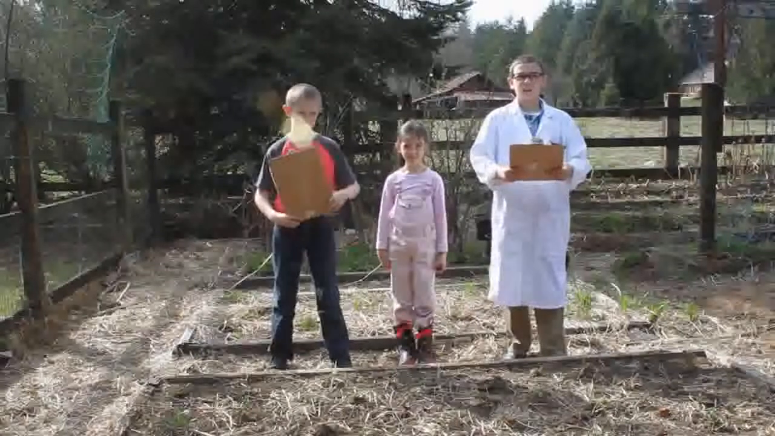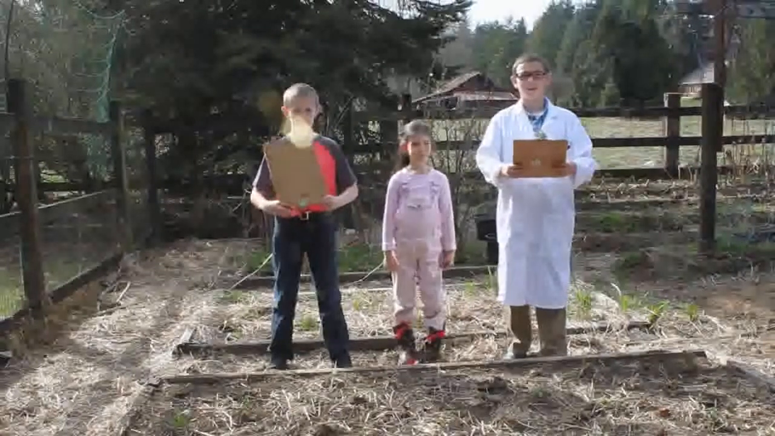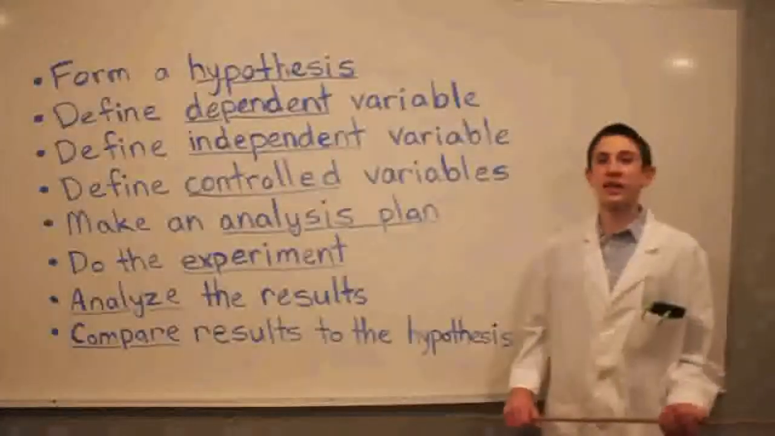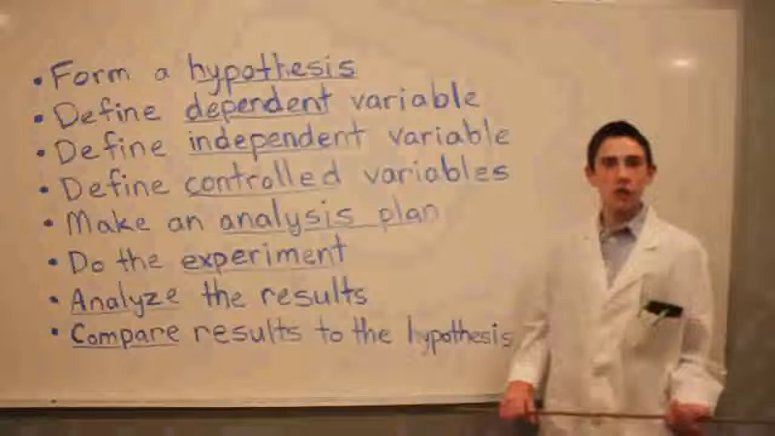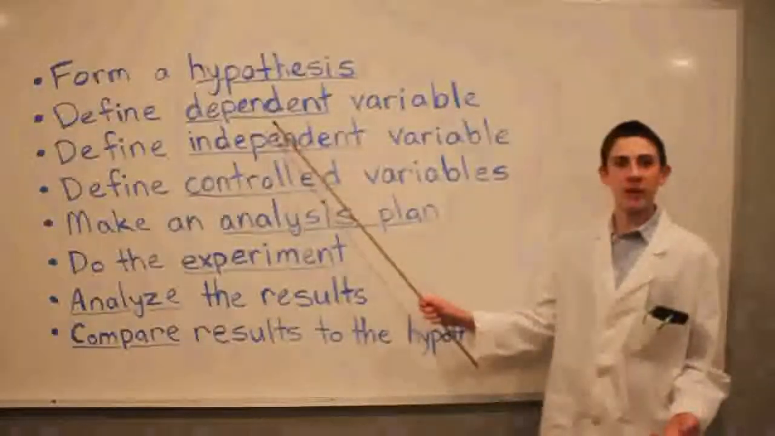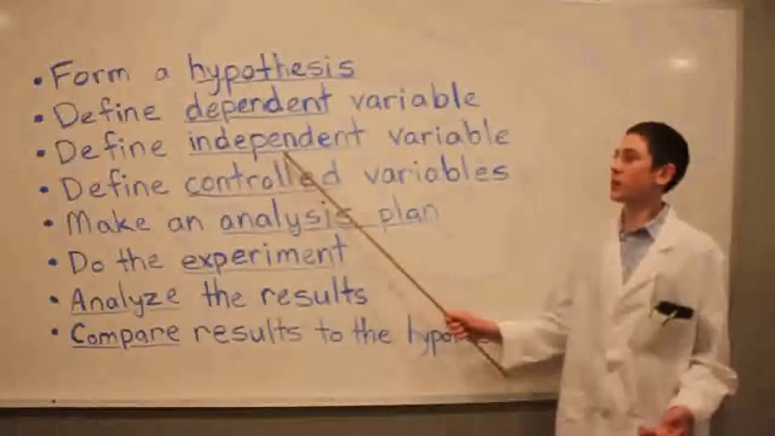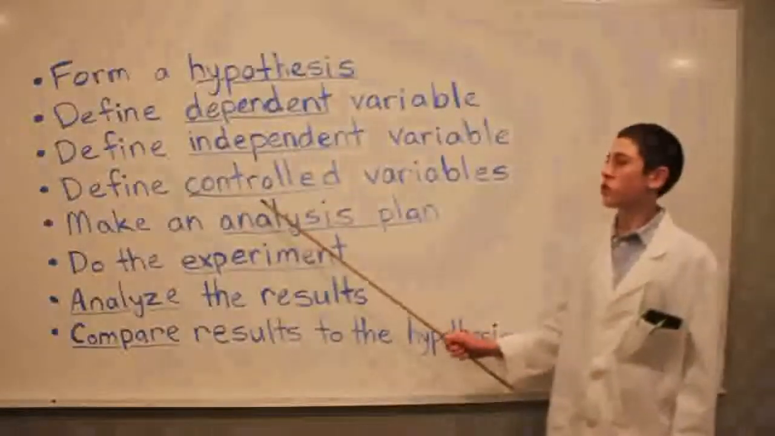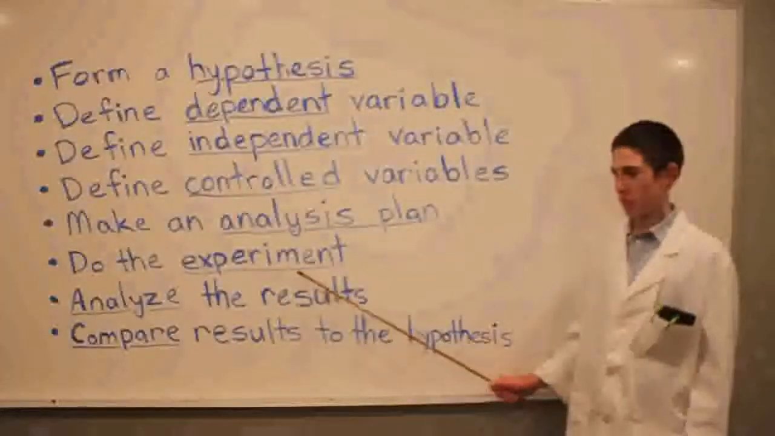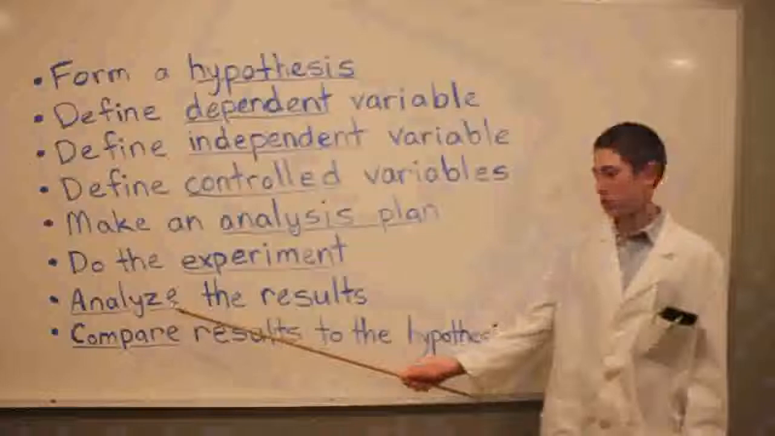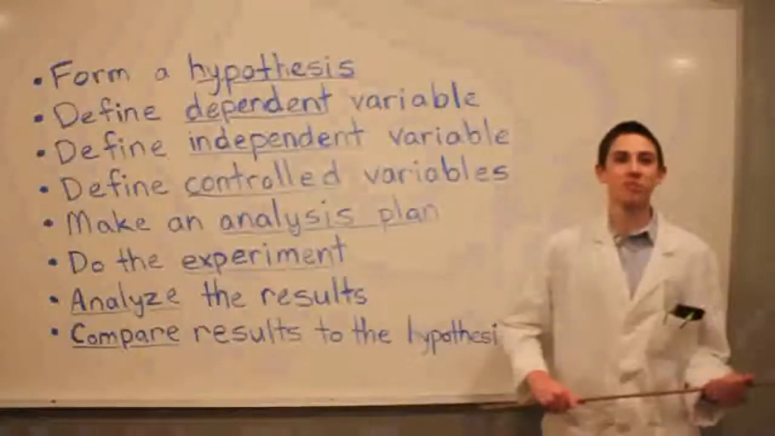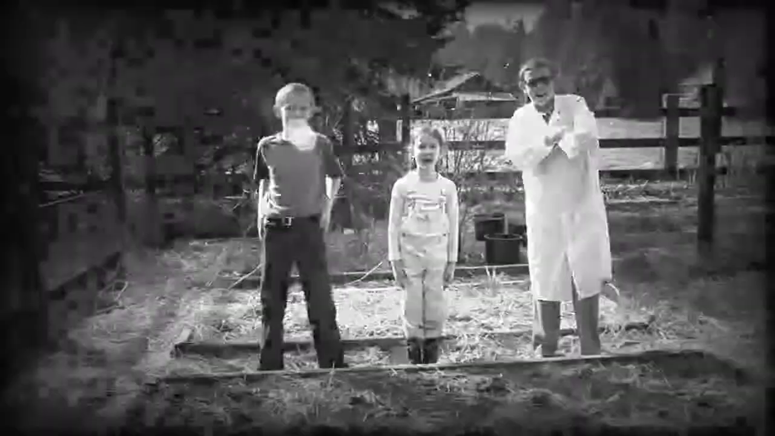Yes, that's correct. Laboratory Larry, let's review what we learned. To conduct a scientific study, you must first form a hypothesis, define the dependent variable, define the independent variable, define the controlled variables, make an analysis plan, do the experiment, analyze the results, and compare the results to the hypothesis. That's backyard science!